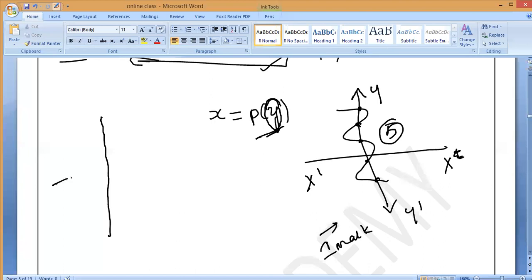Suppose the graph is like this. 5 zeros. The graph touches the y-axis. The polynomial function is in the form of y, so we see the y-axis. Total 5 zeros. Understood?